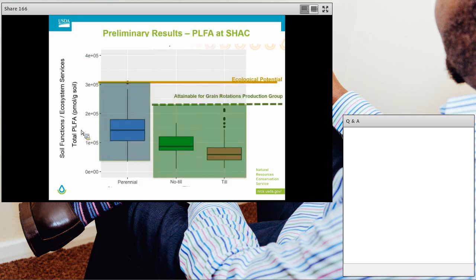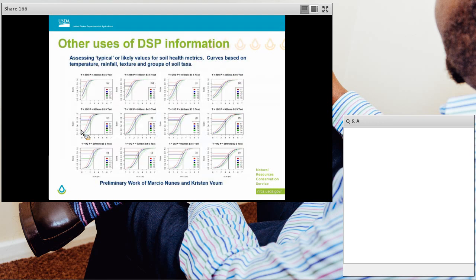And so we think that if we organize things like this, this can help us show other people what we've been measuring. It can help us communicate to land users and policymakers about maybe what's possible given these different systems, or maybe what's likely given an applied conservation practice. Another thing that we are working on right now is assessing these typical or likely values for soil health metrics.